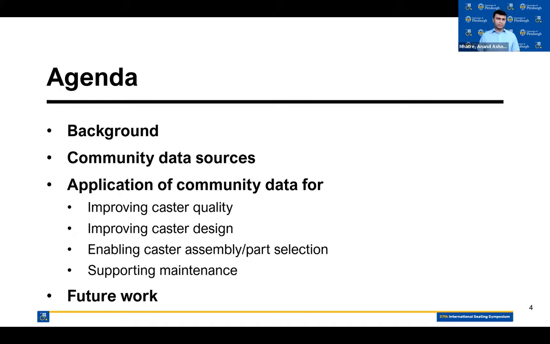So the agenda for today, we'll go over the background or the motivation for this work. We'll then look at some of the community data sources which are providing data for some of the work that we have done on casters. The work has focused on casters, but this can be applicable for other parts of a wheelchair and the whole wheelchair as well. We'll then take a look at how this data is helping us improve caster quality, design, and then some of the part selection for casters. And then we'll look at how we can support preventative maintenance services with the community data and some of the data that has come from other parts, that is quality testing and design. And then we'll take a look at future work, what lies ahead of us. And this should be about 45 to 50 minutes, and we'll give 10 minutes for Q&A later on.